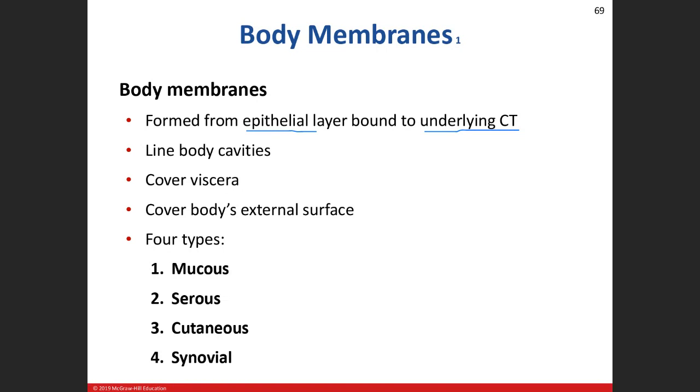So we'll see that these body membranes will cover not only body cavities like we saw with the serous membranes, it'll also cover some of our organs, the viscera. And the skin is also considered the cutaneous membrane. It'll line the exterior surface of our body, and sometimes it'll line some of the areas inside, like our throat and our nasal cavities. So there are four types of body membranes.